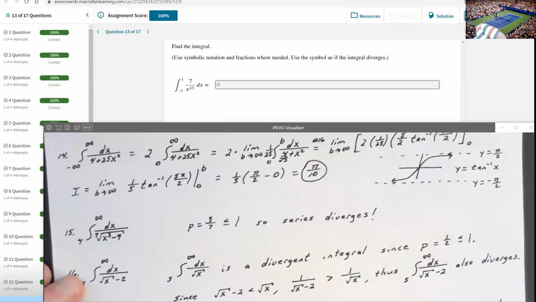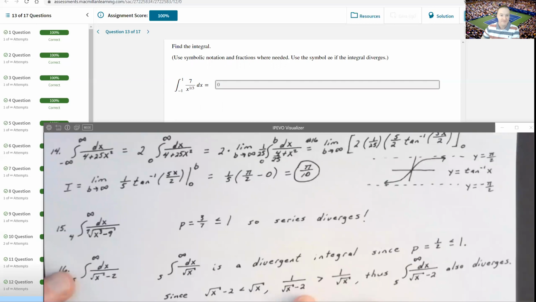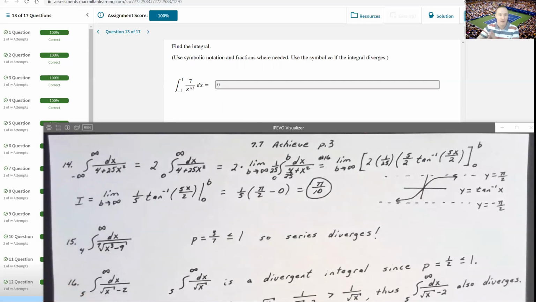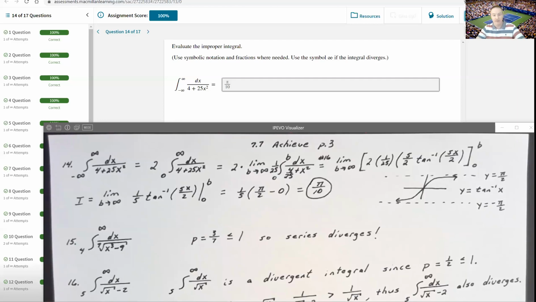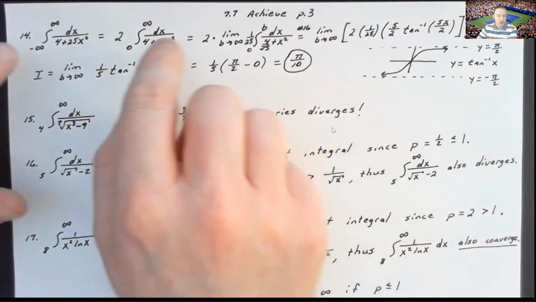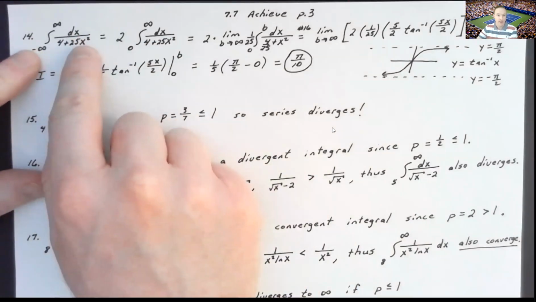Now for the next problem here, number 14. Let's see, and I'll go to it right here. We have the integral from negative infinity to infinity of dx over 4 plus 25x squared. Now, as soon as I saw this, I knew it was going to converge, because you have limits of integration infinity, sure, but your denominator is 2 degrees greater than the numerator. This one should have an answer. So I went in and I worked it out.